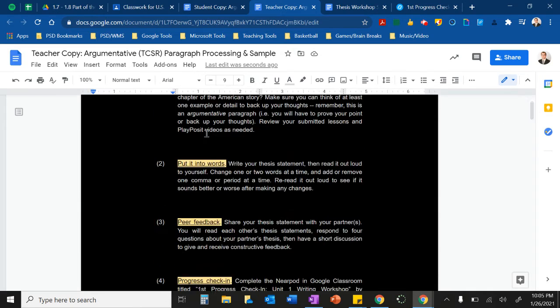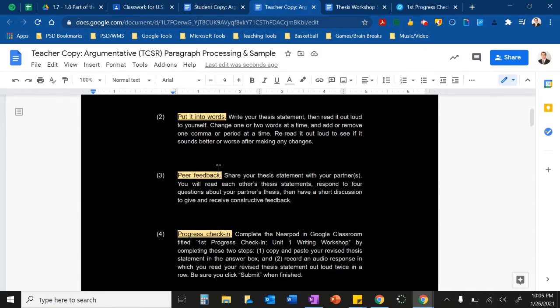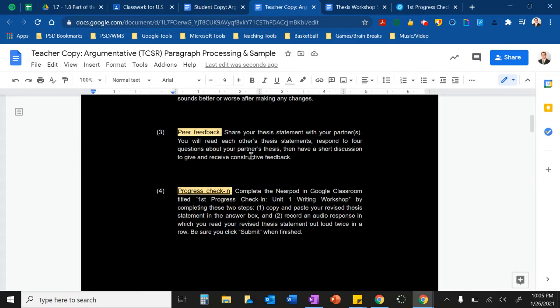We've done 1 and 2. We've chosen our theme. We've put it into words. Then the next step is this peer feedback piece. Okay, and this is going to happen if you're in person. If you're working remotely, unfortunately, you'll have to sort of skip this step number 3 here, the peer feedback. But if you're in person, you'll do this peer feedback, which I'll show you here.